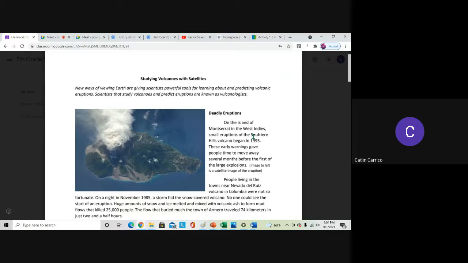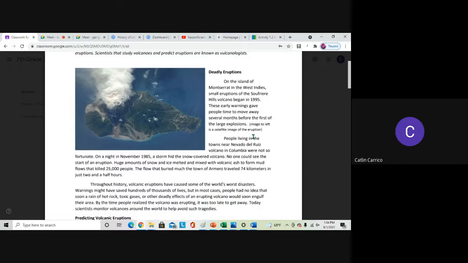Studying volcanoes with satellites. New ways of viewing Earth are giving scientists powerful tools for learning about and predicting volcanic eruptions. Scientists that study volcanoes and predict eruptions are known as volcanologists, which I think is pretty cool. It's sort of like a Star Trek reference.